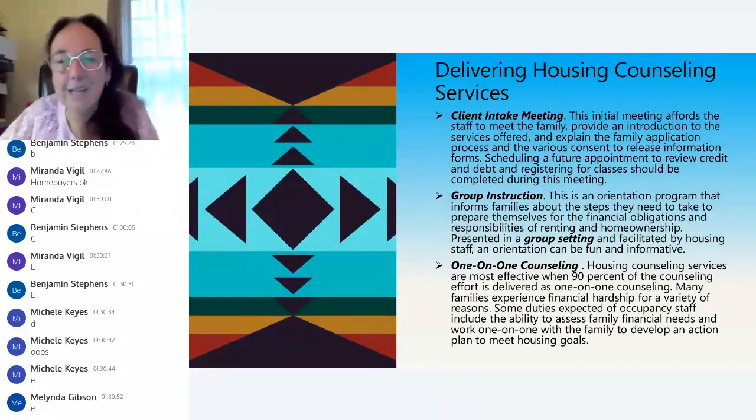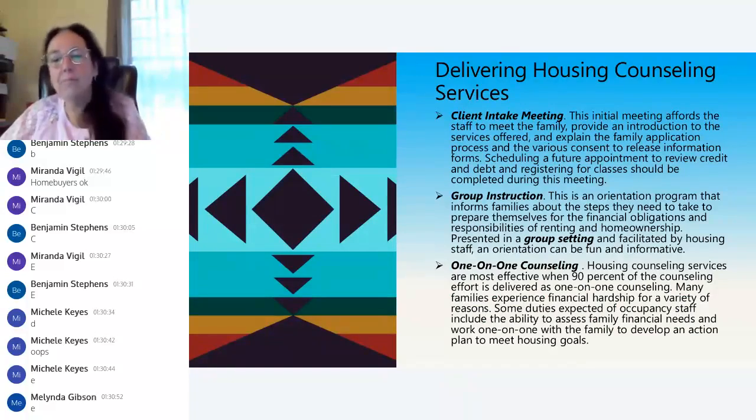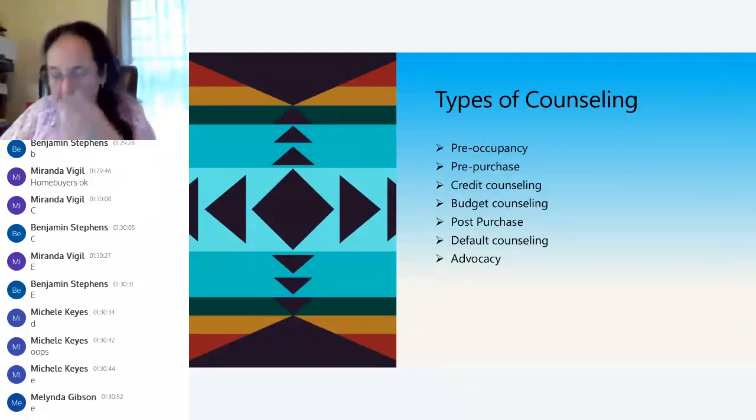Client intake affords the staff time to meet your family, get various consent forms, things like that. Group instructions and orientation: in group settings, you make that fun, housing fairs, whatever. And then you have your one-on-one. 90% of that counseling effort is delivered as one-on-one counseling because it's private. It has to do with that particular family.